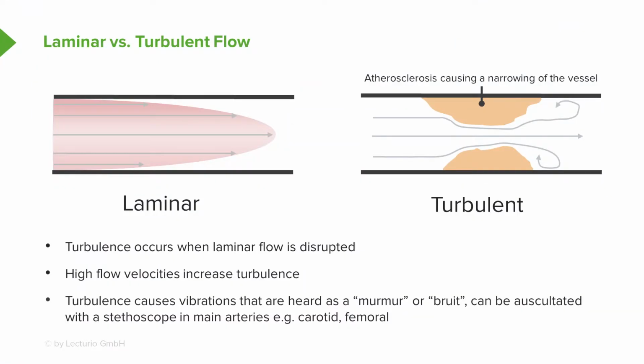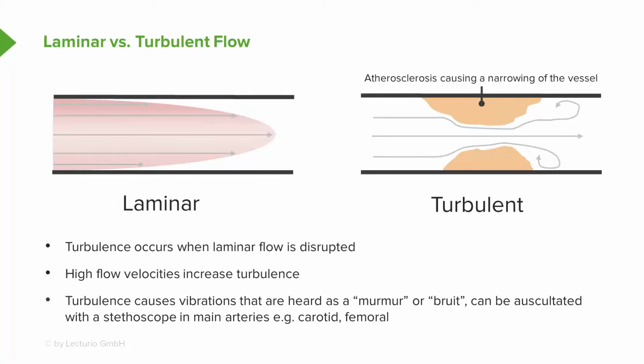Turbulence is heard through a stethoscope in a couple of different manners. The one is through a murmur, such as a valve. If you're going through a valve and there's turbulence at that valve, you can put a stethoscope over that valve of the heart and listen to it, and you hear a murmur.